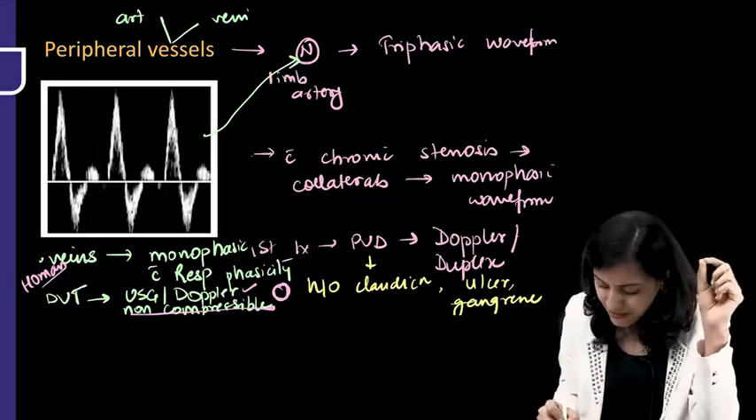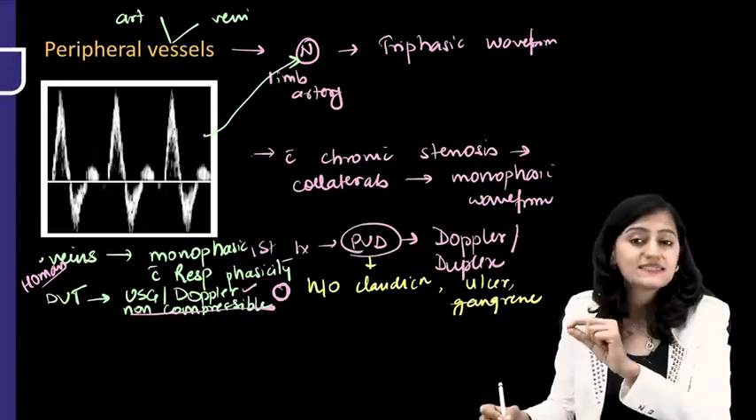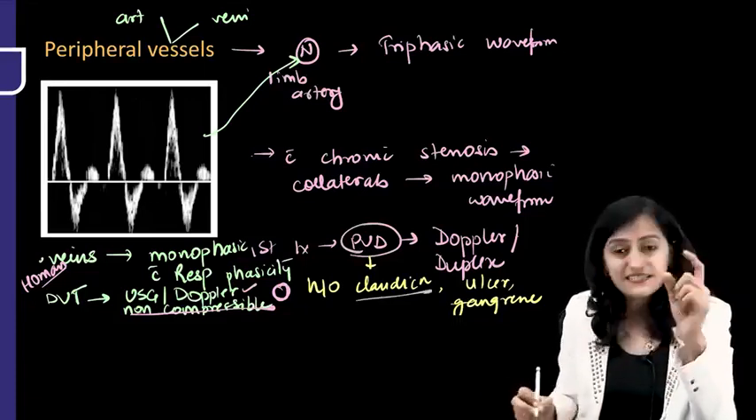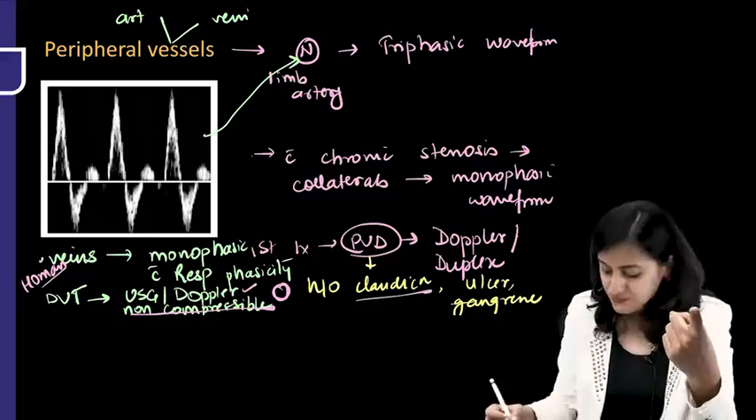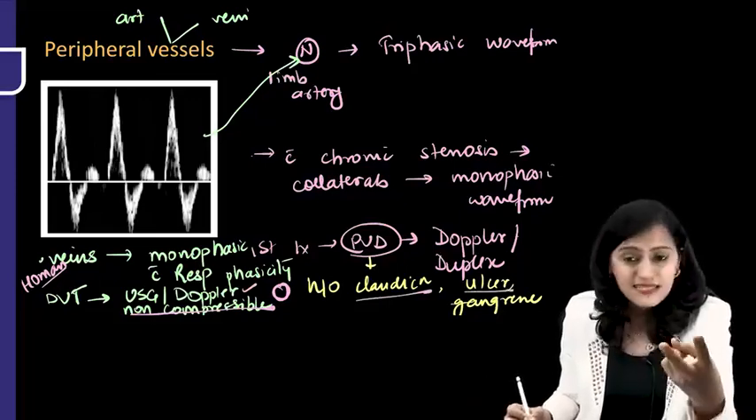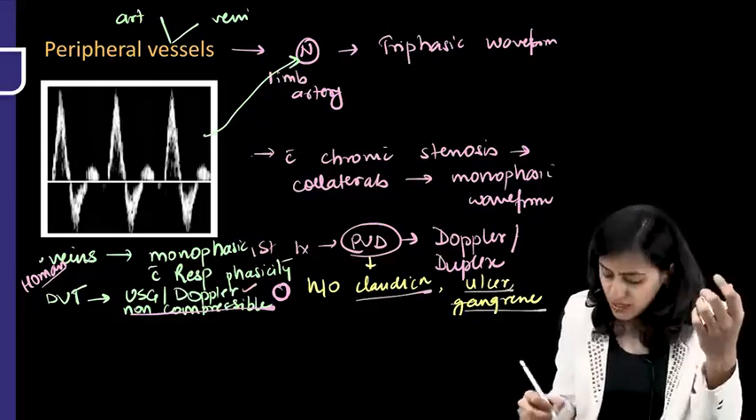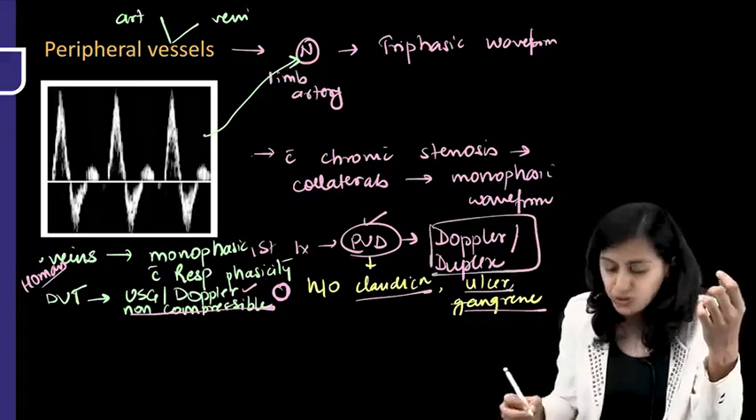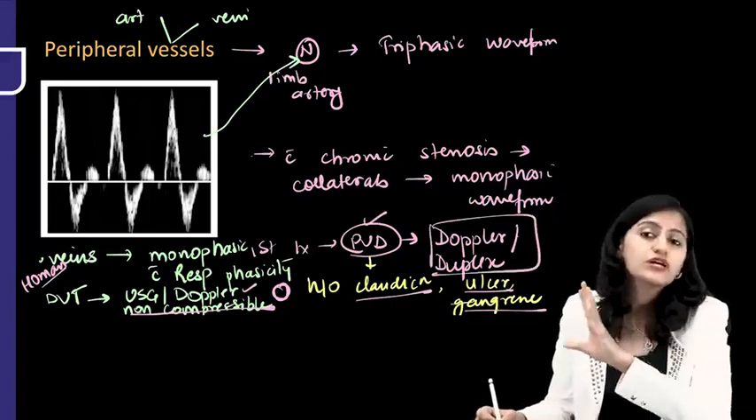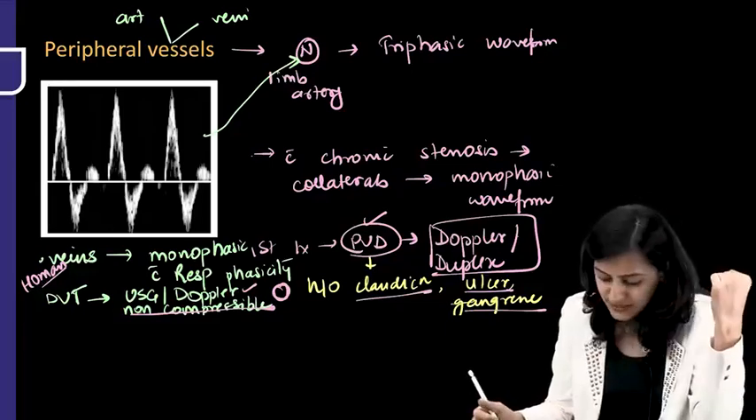Now, when you have peripheral vascular disease and arterial stenosis, the patient will present again with claudication because of decreased blood supply. There can be ulcer and there can be gangrenous changes. What is the first investigation that we would do? Doppler or duplex, right? That's basically ultrasound.